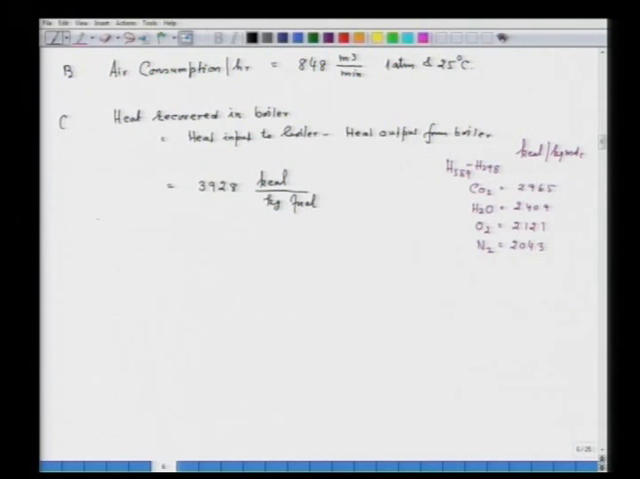Then fraction of heat recovered in reference to the calorific value of the fuel will be simply 3928 upon calorific value, that is 9446, that will be equal to 0.42. That will be the answer for the part D. So, that is how you will be solving this problem number 2.